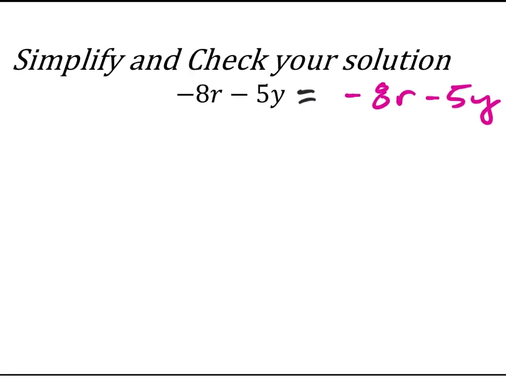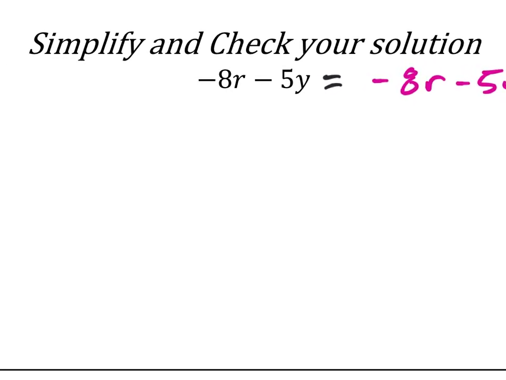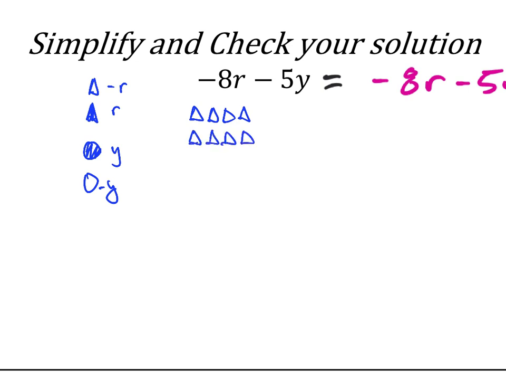Okay, we look at this one. Well, these are two different things, right? So if I say this is an R, I'm going to draw an R like this. And I'm going to draw a Y like this. Then if I draw a negative Y like this and a negative R, then I have 8 negative R's and 5 negative Y's. Because I just rewrite this as plus negative Y, right? That way I can use the commutative property. So here we go.